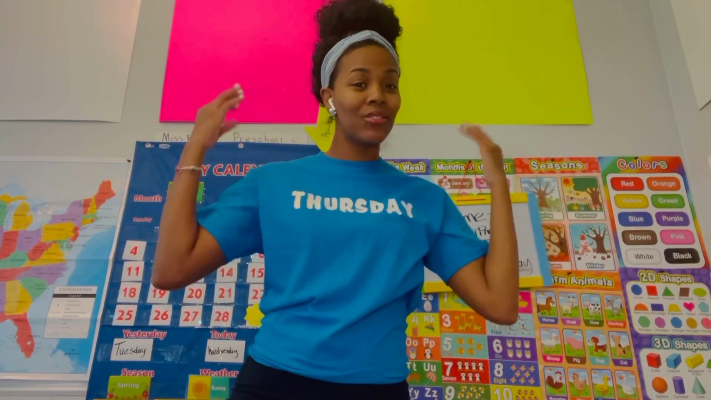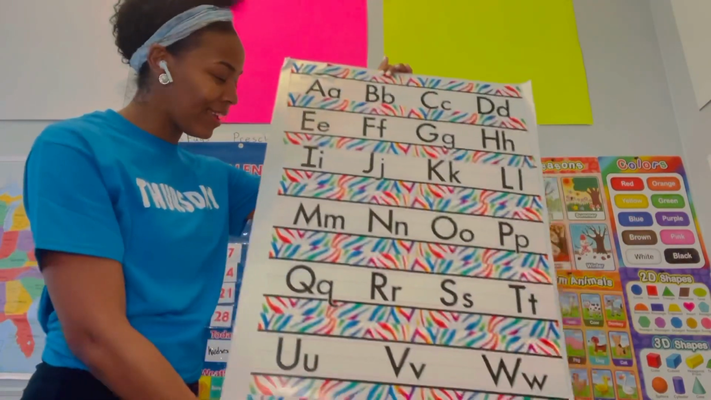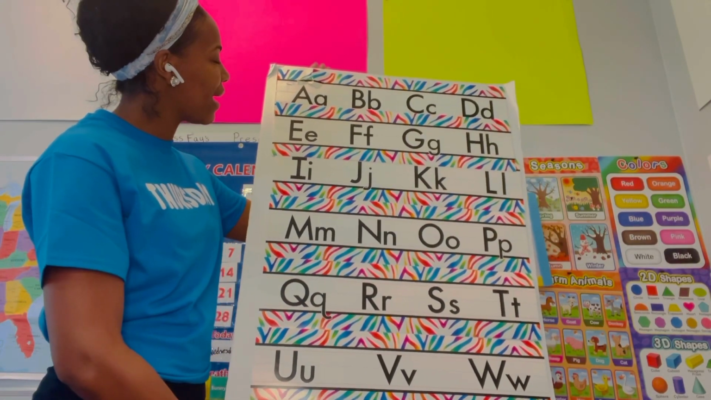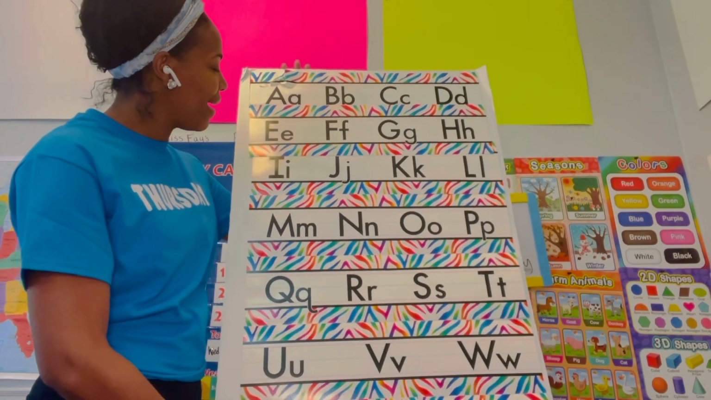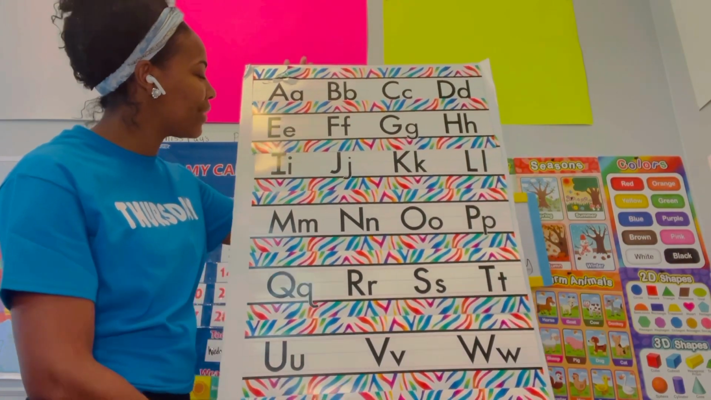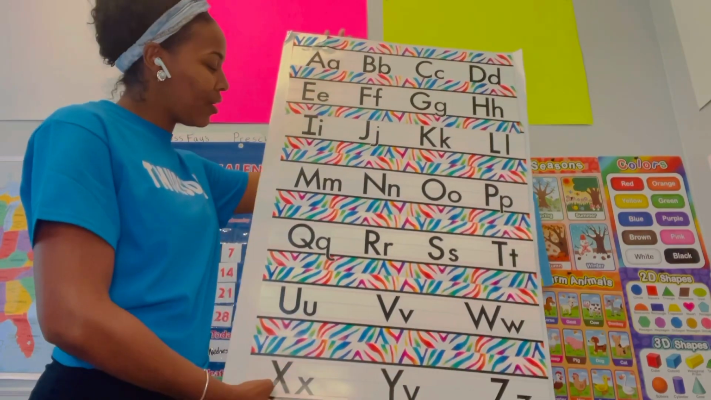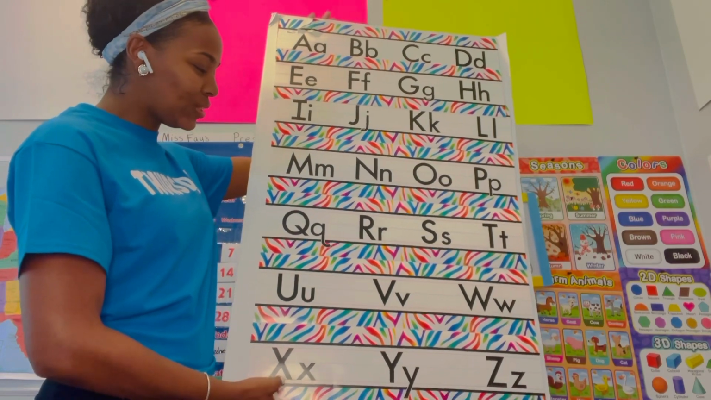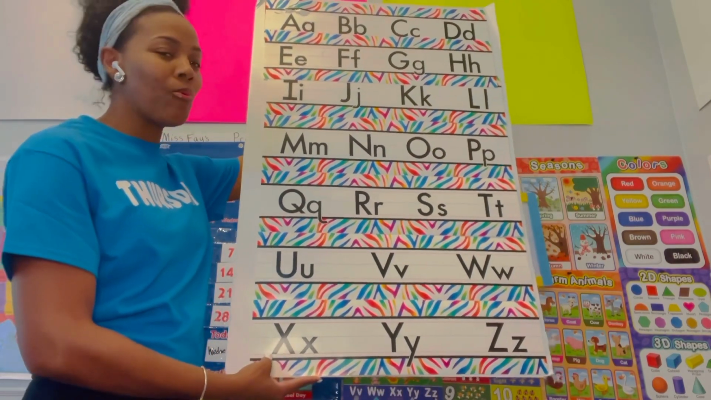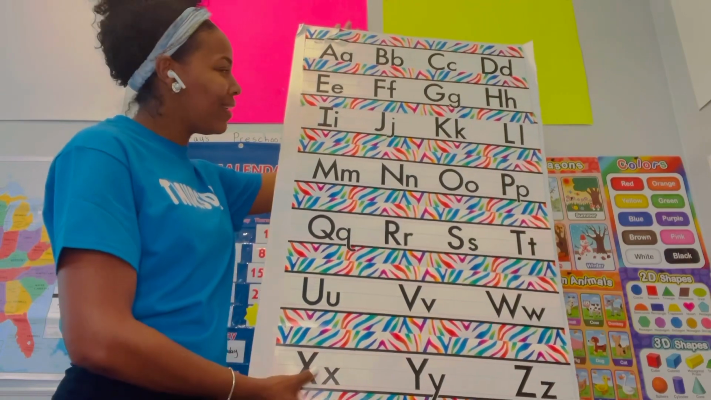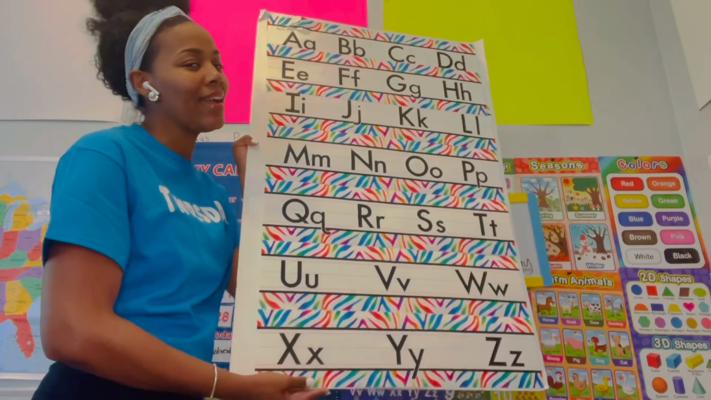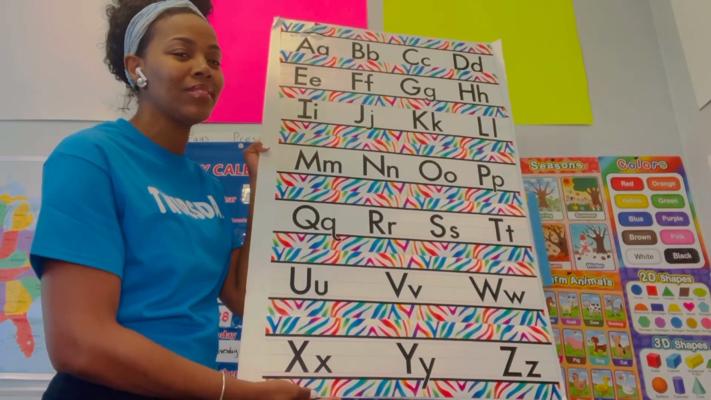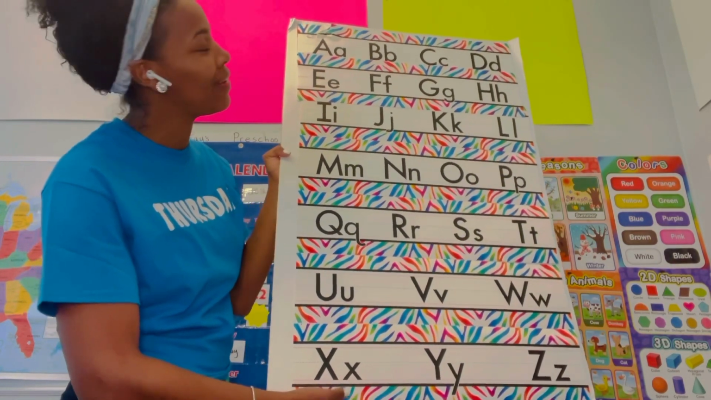Now we are going to sing the ABC. All right, are you guys ready? A, B, C, D, E, F, G, H, I, J, K, L, M, N, O, P, Q, R, S, T, U, V, W, X, Y, Z. Now I know my ABCs. Next time, won't you sing with me again?